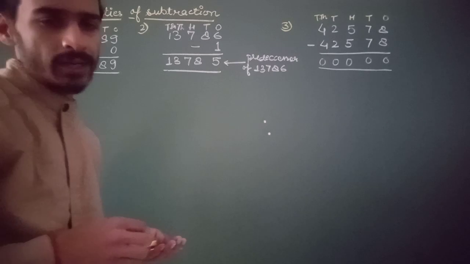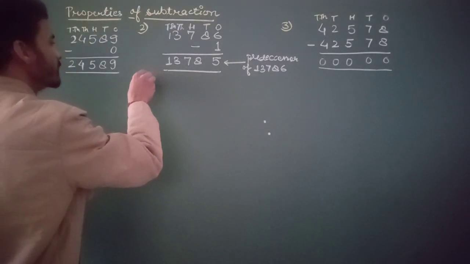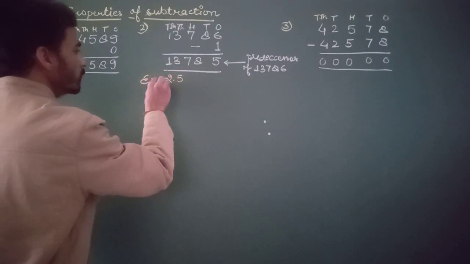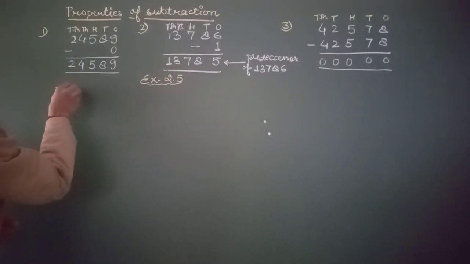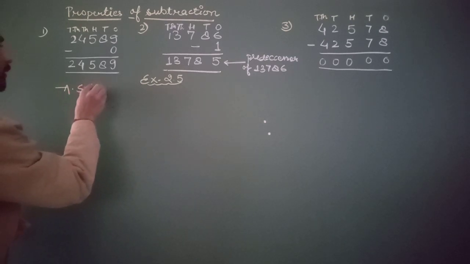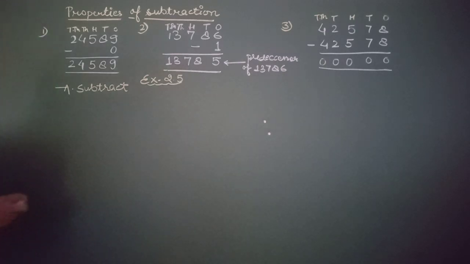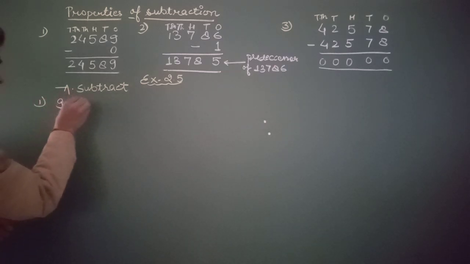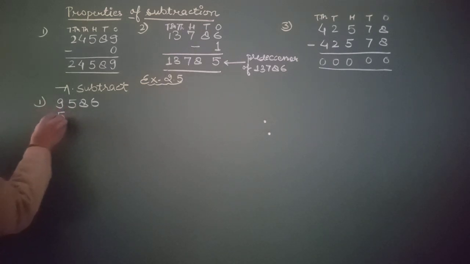Let's solve some questions of exercise 2.5. Listen carefully. First question is subtract. Question number A, subtract. And in subtraction, the first question is 9,586 minus 5,174.